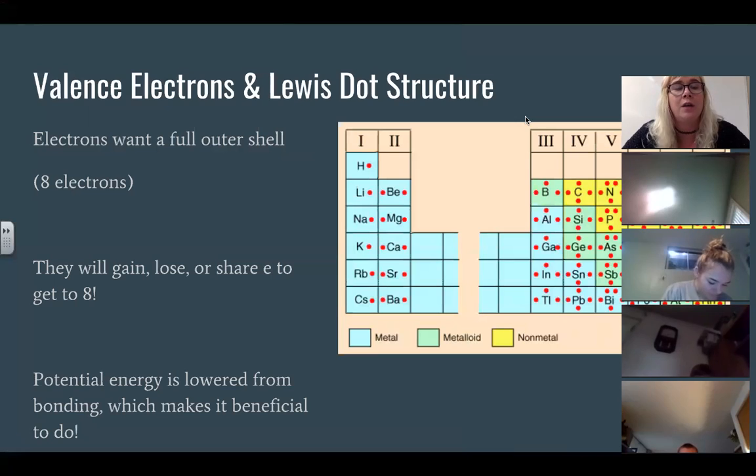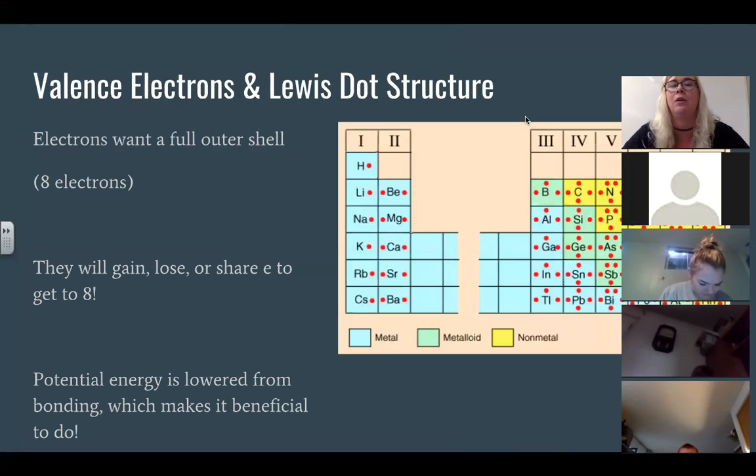The first key idea that you definitely want to know is what a valence electron is, which I know we've gone over again, but can someone remind us either in the chat or speaking out loud, what is a valence electron?